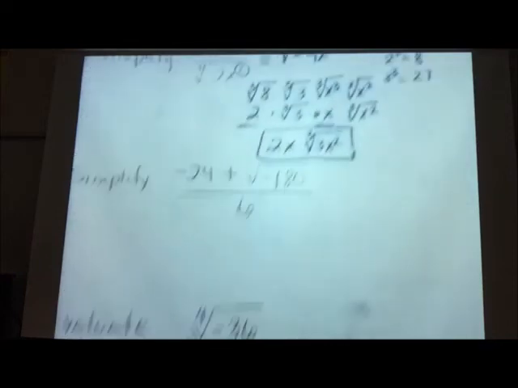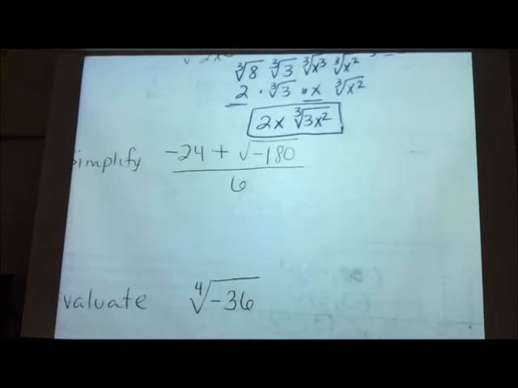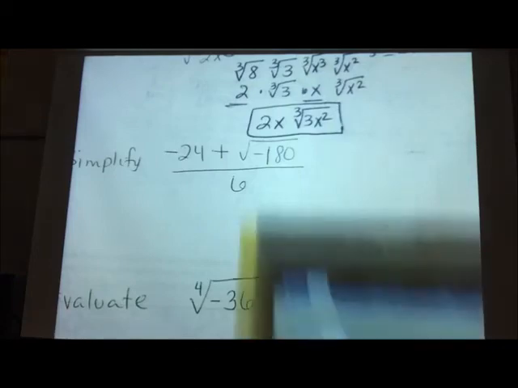Number 20, I have to be able to simplify this. So when I think of the square root of negative 180, I need to be able to take the square root of something, I don't know what it is to be honest, and I know it's going to have to be an i because of the negative inside.